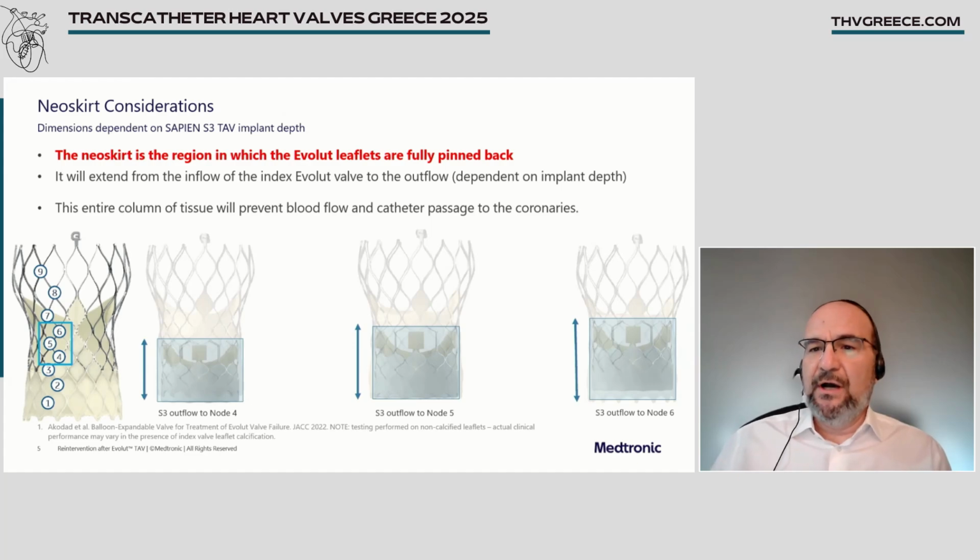Everybody who is doing TAVI needs to know. The first is the neo skirt. The neo skirt is the region in which the index valve, in our case the Evolut valve leaflets, are fully pinned back. This will extend from the inflow of the index valve to the outflow of the second valve, and this is an entire column of tissue. This column of tissue will prevent blood flow and also will prevent catheter passage to the coronaries.